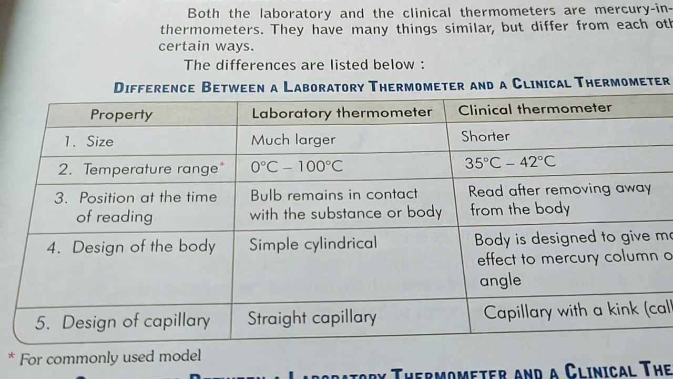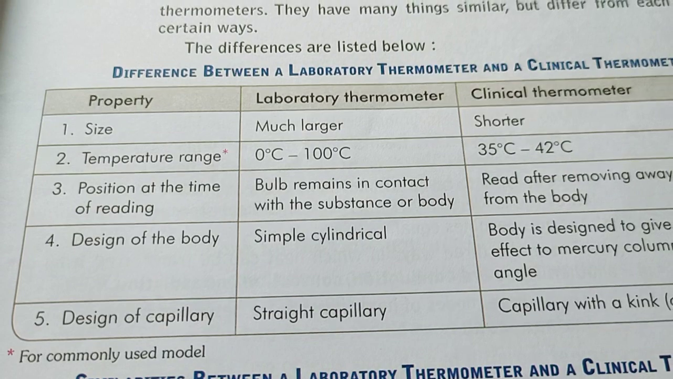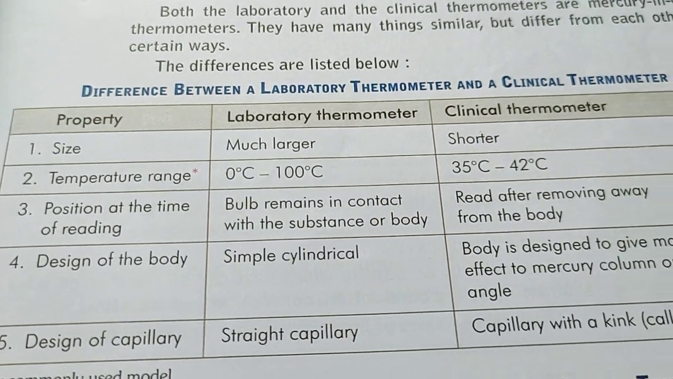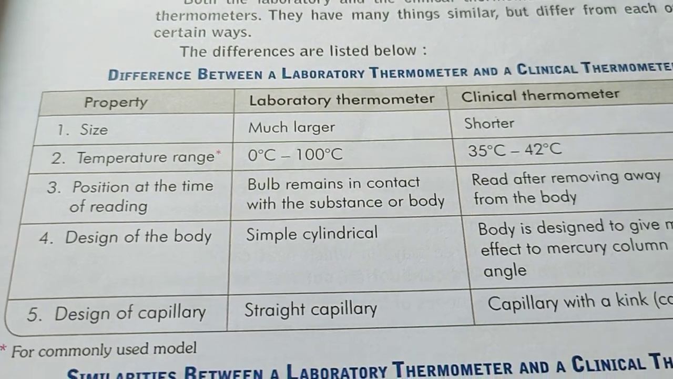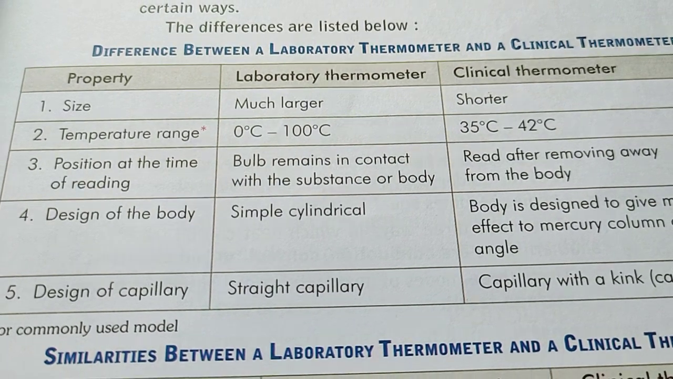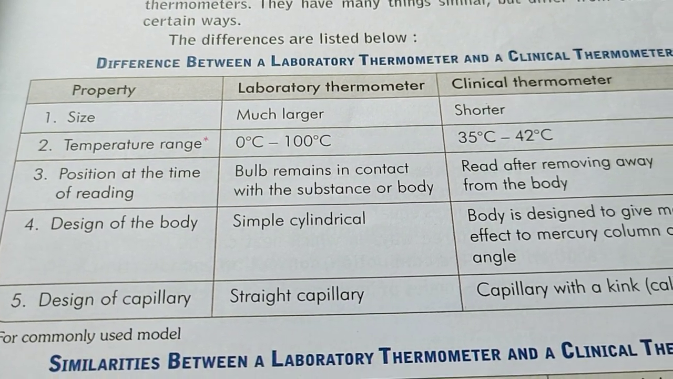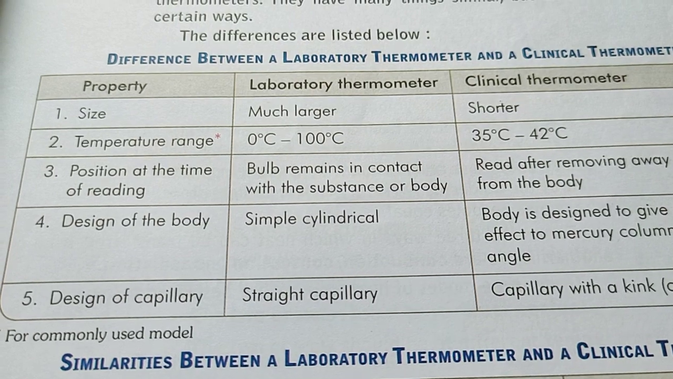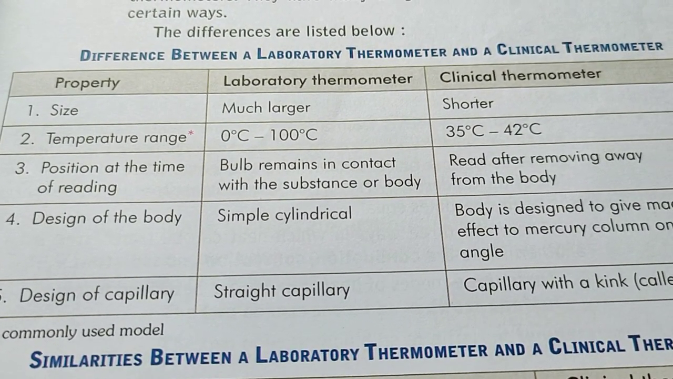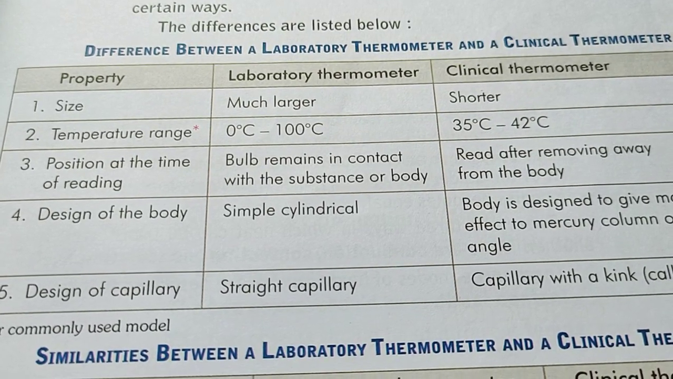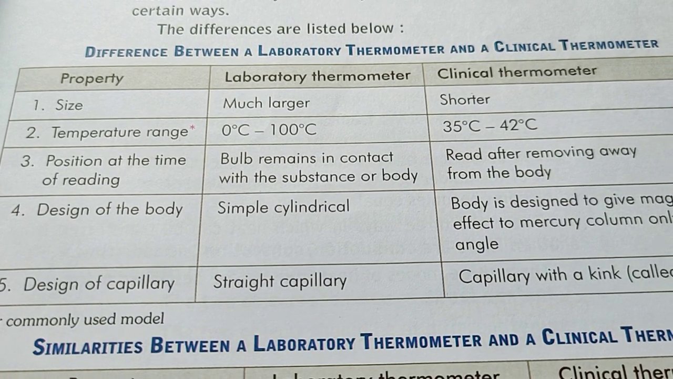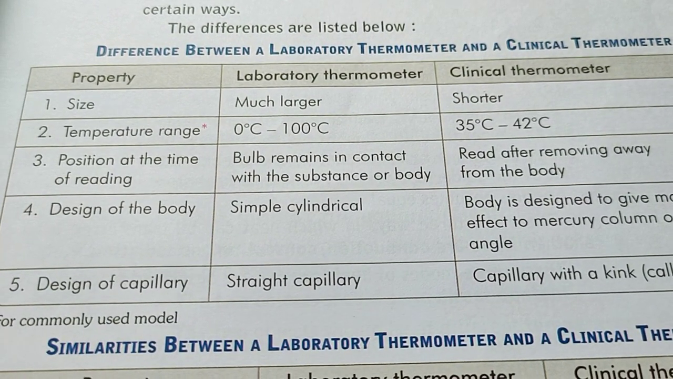Now the time for homework. Read the part taught and please learn the differences between a laboratory thermometer and a clinical thermometer. Point number 1, a lab thermometer is much longer, whereas a clinical one is shorter. The temperature range in the case of a laboratory thermometer is 0 to 100 degrees Celsius, whereas in a clinical thermometer it is 35 degrees to 42 degrees Celsius. So the range is less.